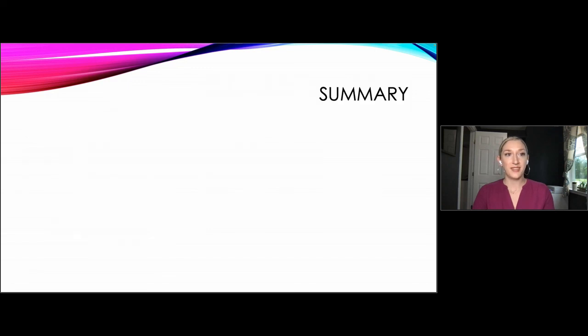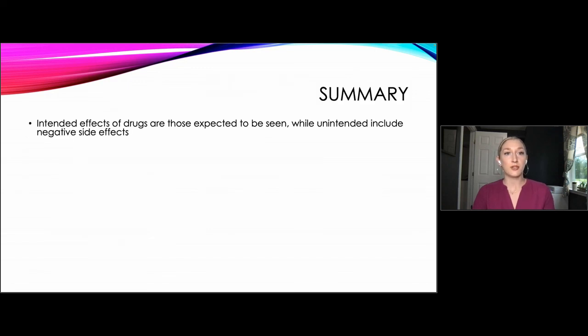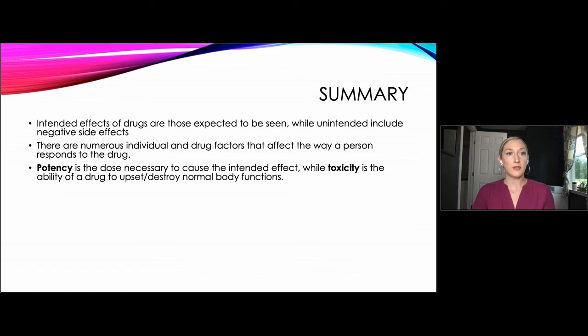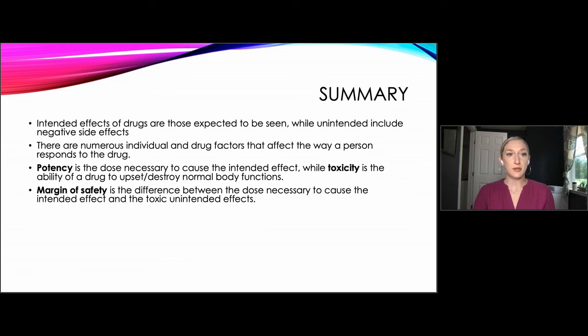So, in sum, the intended effects of drugs are those that are expected to be seen, while unintended effects include negative side effects. There are numerous individual and drug factors that affect the way a person will respond to the drug. Potency is the dose necessary to cause the intended effect, while toxicity is the ability of a drug to upset or destroy normal body functions. The margin of safety is the difference between the dose necessary to cause the intended effect and the toxic unintended effects.